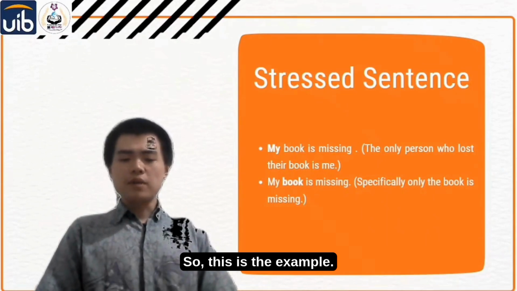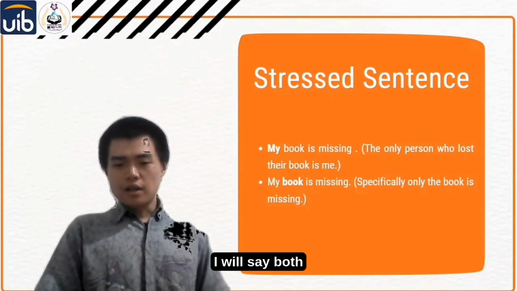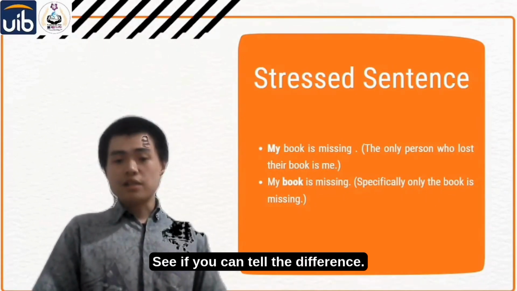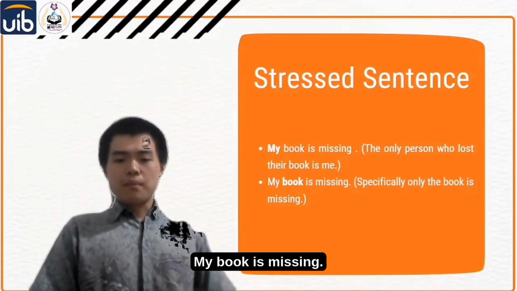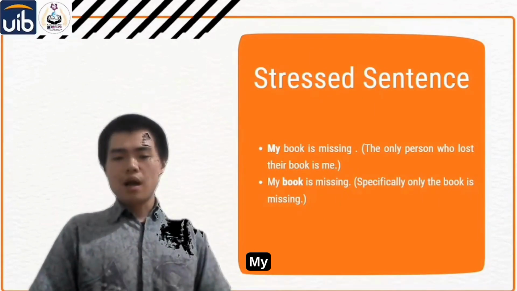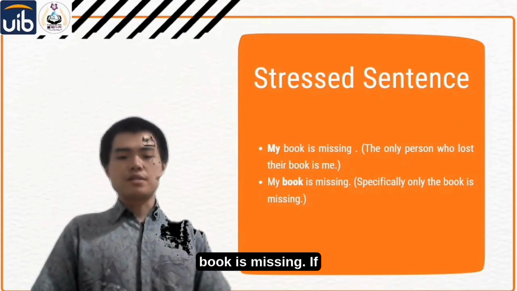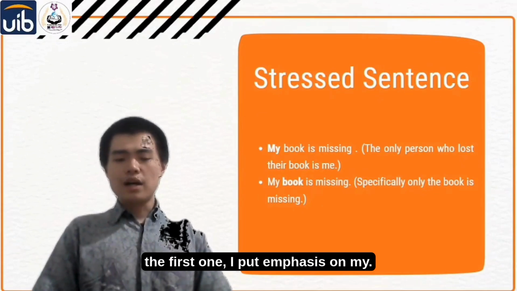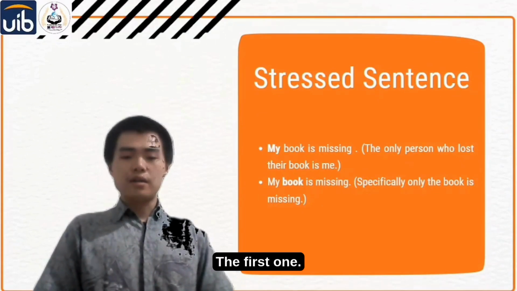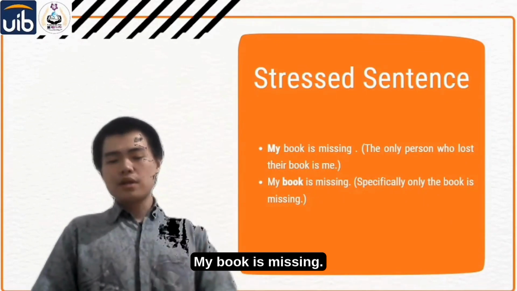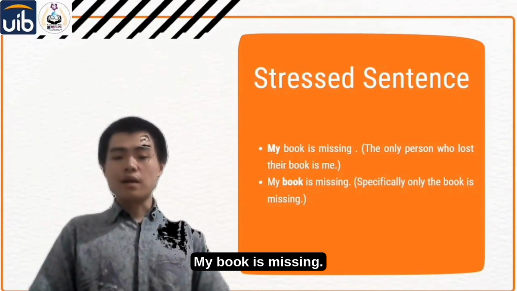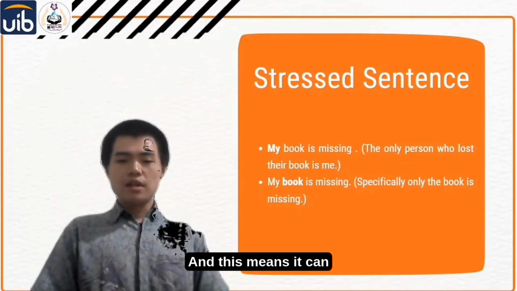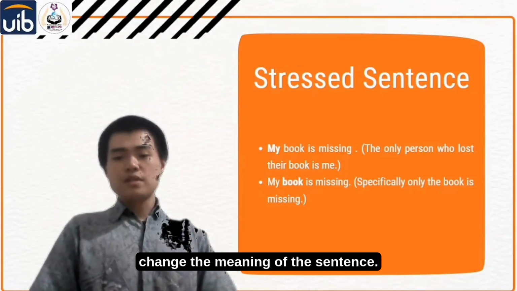So, this is the example. I will say both of these at the same time. See if you can tell the difference. My book is missing. My book is missing. If you can tell the difference, the first one, I put emphasis on my. The first one, my book is missing. The second one, my book is missing. And this means it can change the meaning of the sentence.